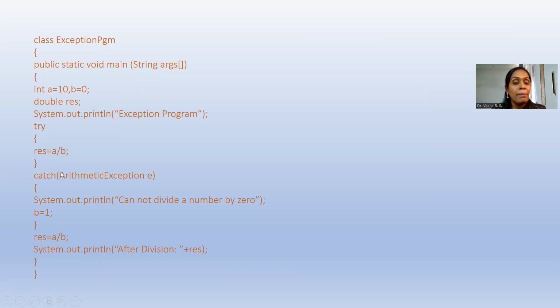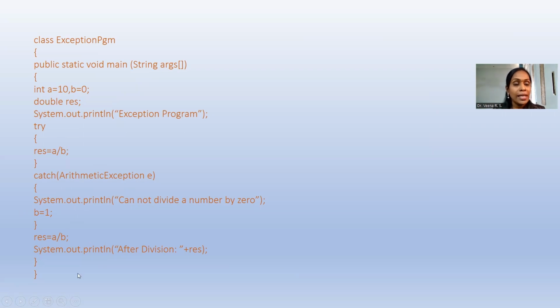And catch is like a method, that means it will have parentheses, and we should be able to tell which exception you want to handle. Division by 0 is an exception which comes under arithmetic exception. So which exception am I trying to catch? Arithmetic exception, a predefined class for which we have created an object named E. If division by 0 or any arithmetic exception occurs, it will enter the catch method and execute the statements written within it.